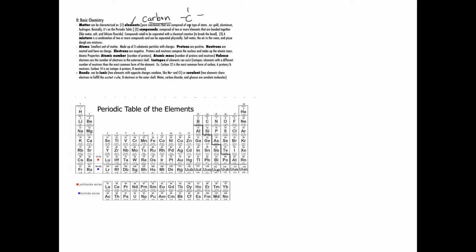Let's see what else we have on our sheet here. Compounds, good, mixture, yeah, pizza, love it. Atoms, smallest unit of matter. Okay, so an atom, remember we said there's protons, which are positive, and neutrons, which have no charge. And we'll do 2 of each. Protons and neutrons are in the center, and then surrounding the nucleus are electrons, and electrons are negative like this.